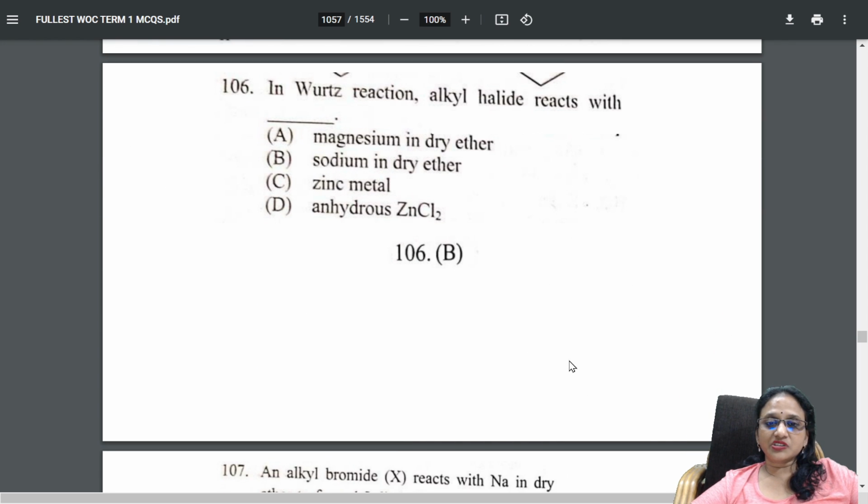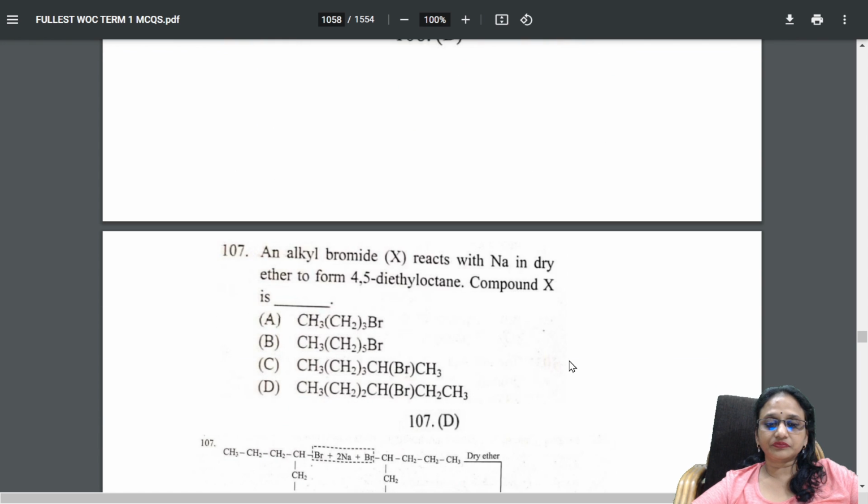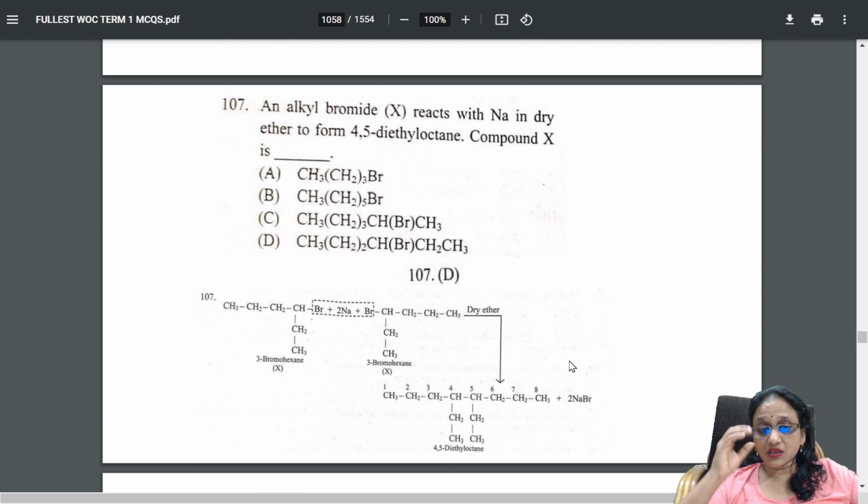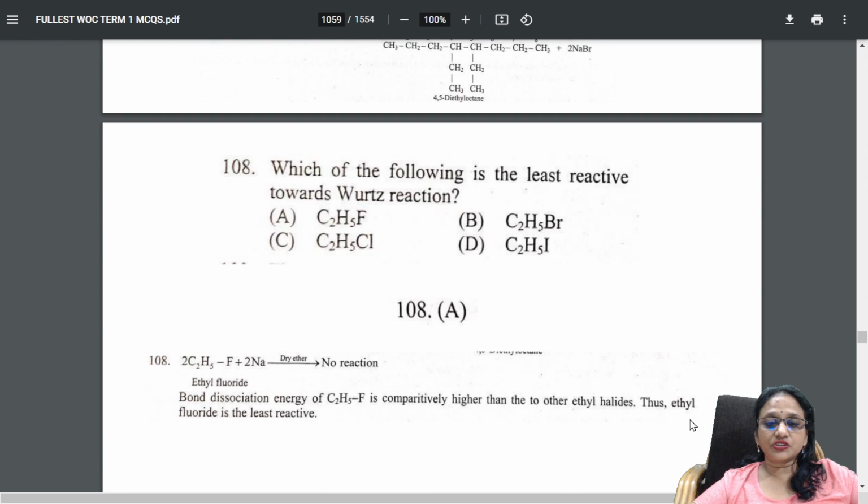Further, coming to Wurtz reaction, what is the metal used? Sodium and dry ether. So alkyl bromide reacts. All right. So this is one more Wurtz reaction where you're preparing symmetrical alkanes, right? Further, you're taking it into Wurtz reaction.